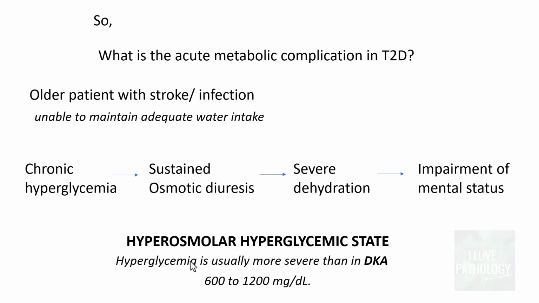Now, how do you say that this is not diabetic ketoacidosis? Because there is no formation of ketone bodies, right? There is no catabolic state here. There is no formation of ketone bodies, no Kussmaul breathing, no fruity odor. So that is why it is often difficult to identify hyperosmolar hyperglycemic state until the patient manifests with impairment of mental status. So this is about the acute metabolic complications we see in type 2 diabetes mellitus.